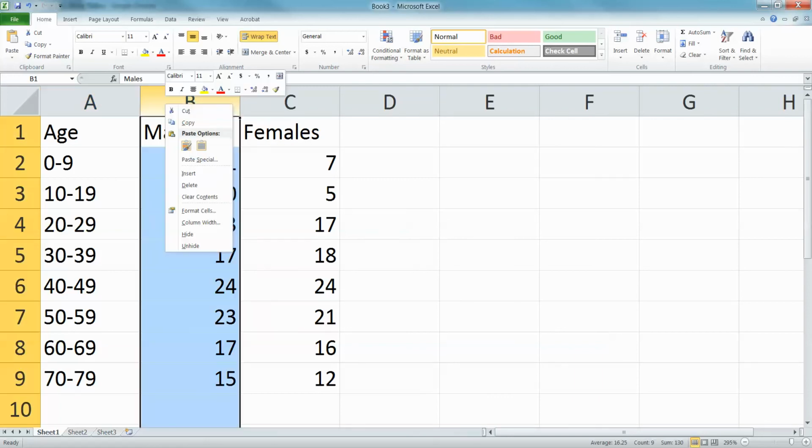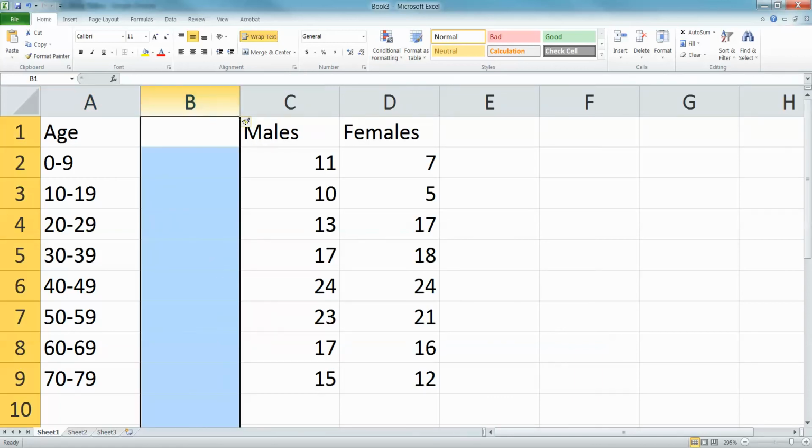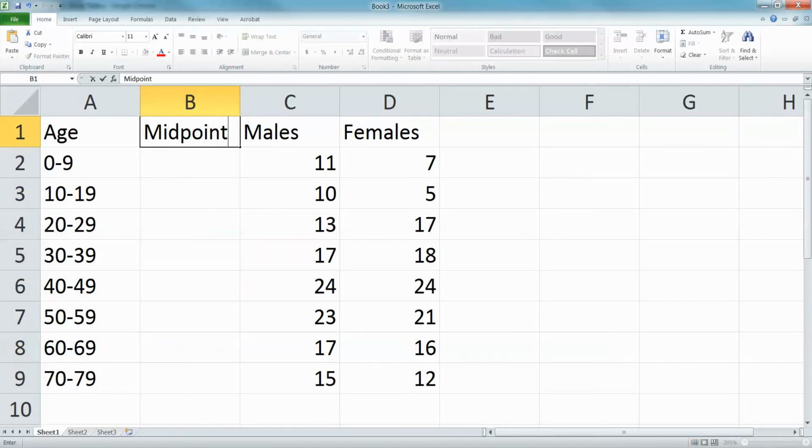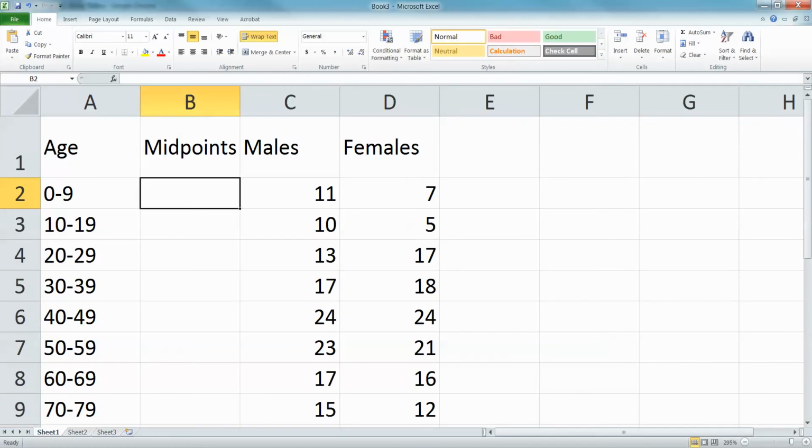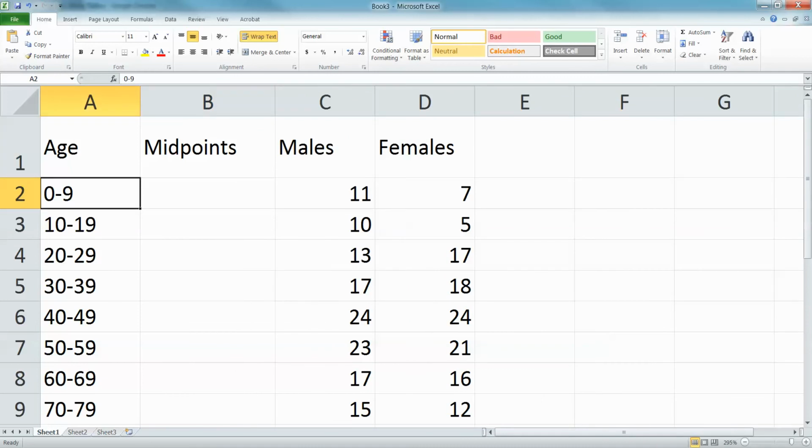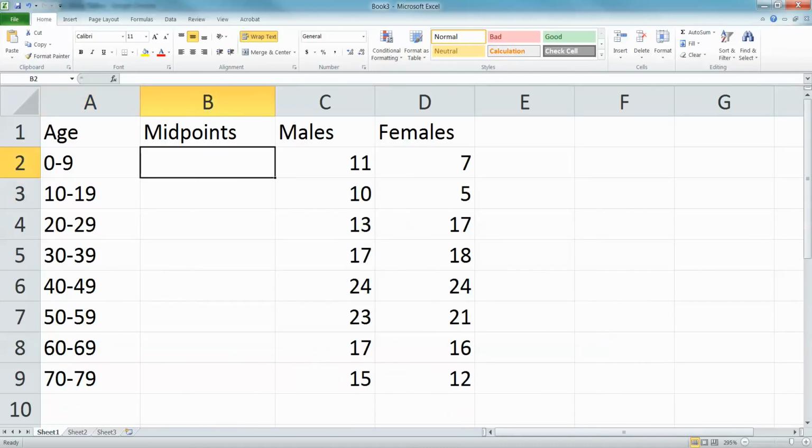Okay, so now let me insert a new column. So I'm going to click up here on the B, right click and insert. And what I'm doing here is stuff you would do by paper and pencil by hand, even if you didn't have Excel. I'm just using Excel to be my typewriter, essentially. All right, now what you need here is the midpoints. Now the midpoint is the middle of that first class.